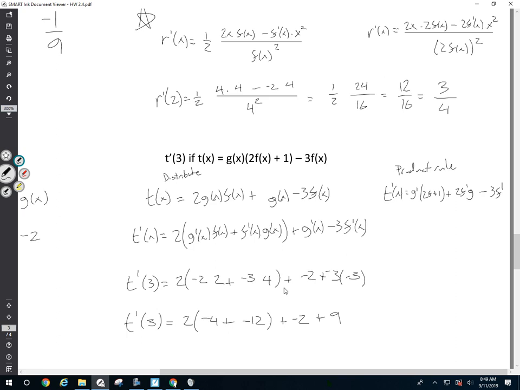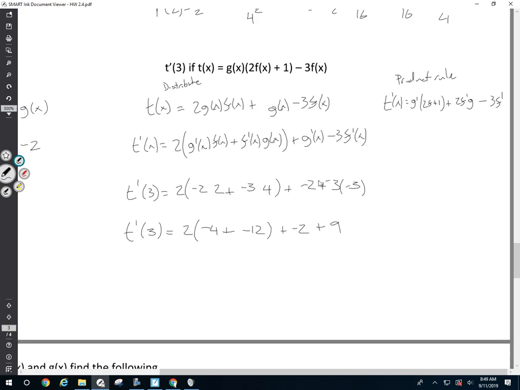So, this is negative 4, this is negative 12, negative 2, this is positive 9, because it's a minus negative 9. This is negative 16 times 2, which is negative 32, plus negative 2, plus 9. So, negative 34 plus 9, or negative 32 plus 7, so 25.